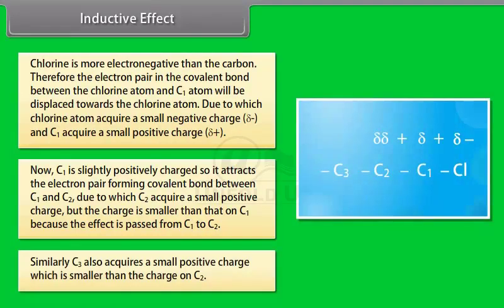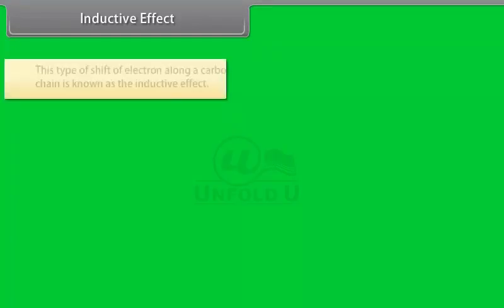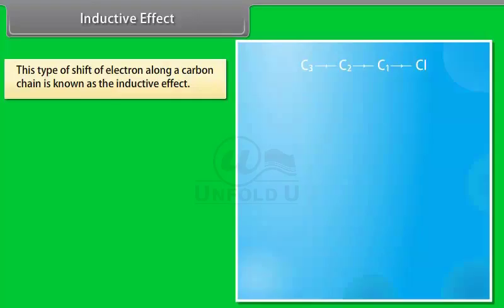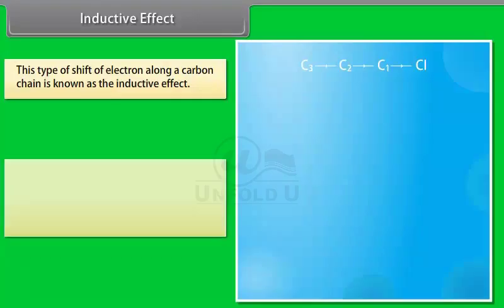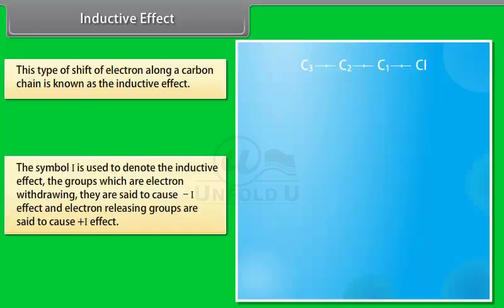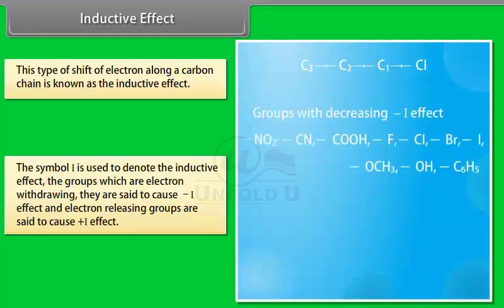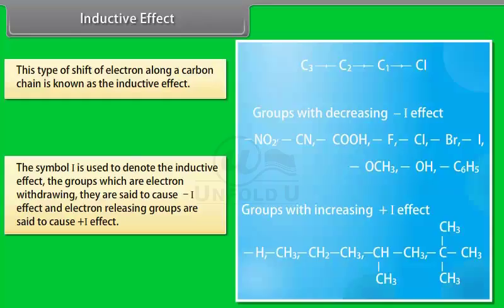Similarly, C3 also acquires a small positive charge which is smaller than the charge on C2. This type of shift of electron along a carbon chain is known as the inductive effect. The symbol I is used to denote the inductive effect. The groups which are electron withdrawing are said to cause negative I effect, and the electron releasing groups are said to cause positive I effect.